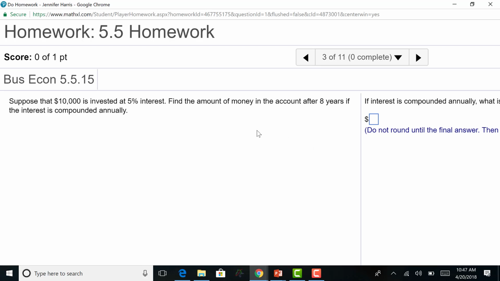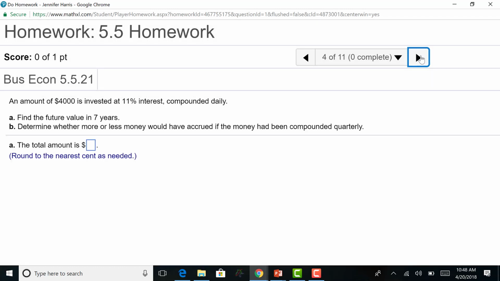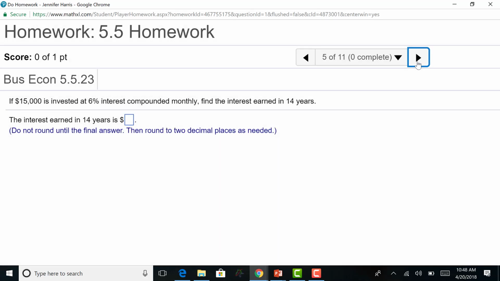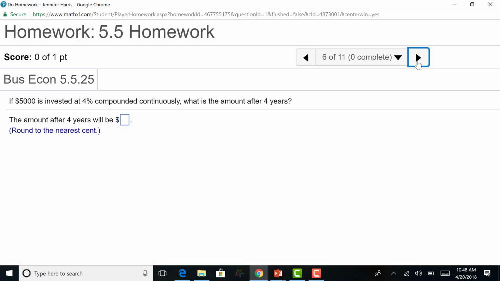Okay, so it says find the amount of money. Suppose you had $10,000 invested at 5%. Find the amount of money in the account after 8 years. Compounded how often? Annually. Okay, same thing here. This one's compounded how often? Daily. What about if it was quarterly? Would there be a difference? Should be.